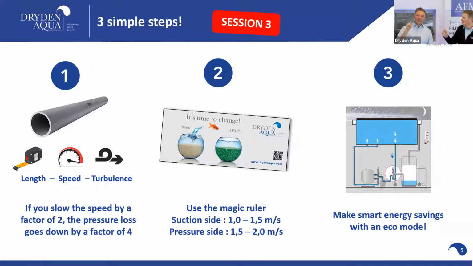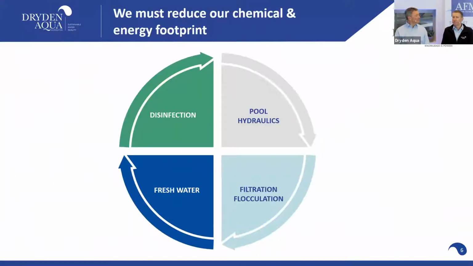Step number 3, use this eco mode for overflow pools. You can save so much energy. And we are here also to save energy. We are a green company, and we want to make it best for the environment. On top, you can save a lot of money with it, for your customers, and you can make your balance tank smaller. If you backwash directly from your pool, it's a better backwash, it's cleaner, it's just better.